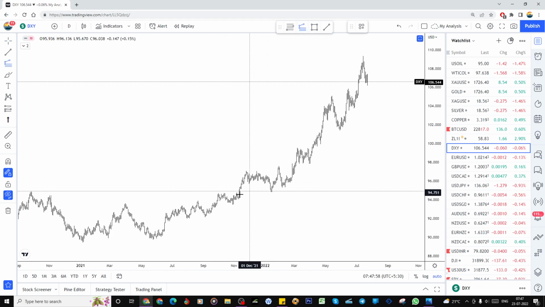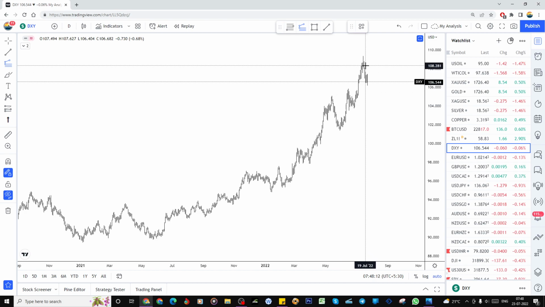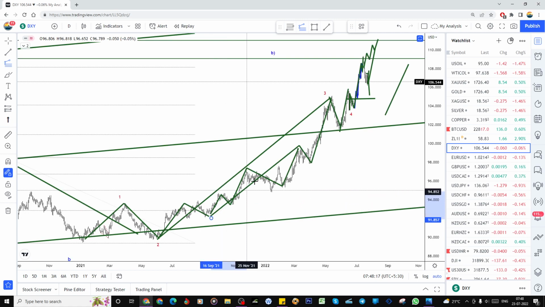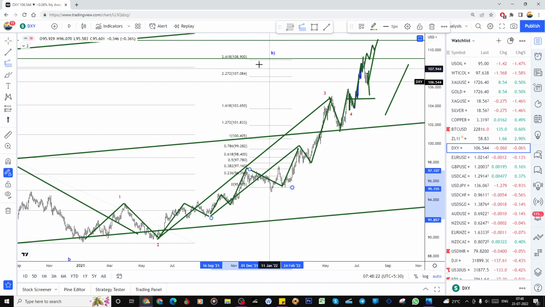So if we kept this as a fifth wave, it got extended. So 1, 2, 3, 4 and the fifth wave got extended. That means 1, 2, 3, 4, 1, 2, 3, 4, 5. So here is the completion. If we measure this as per that extended wave, exactly it is in the 2618. So 1618 could be the extension, 2618 is also accepted.